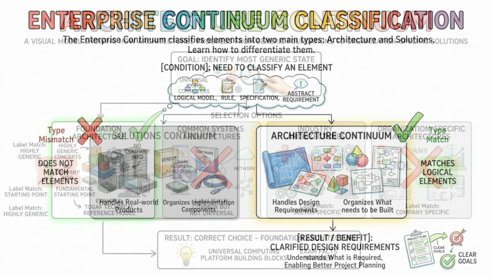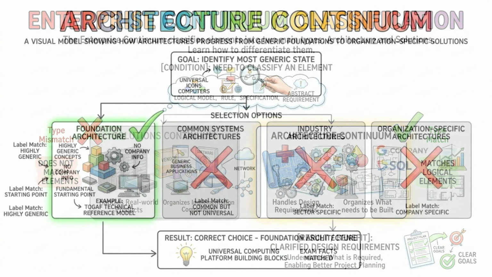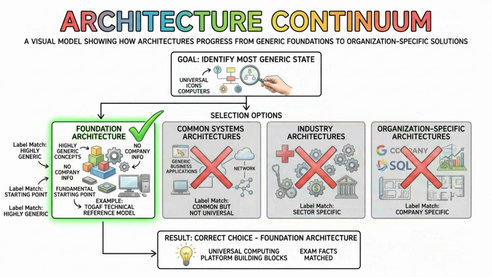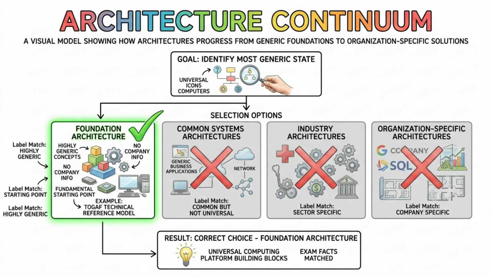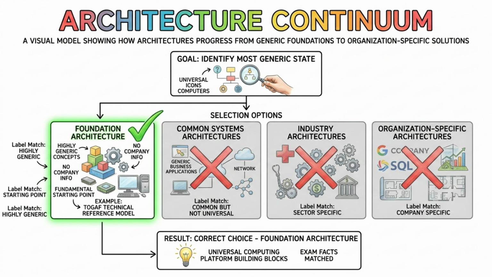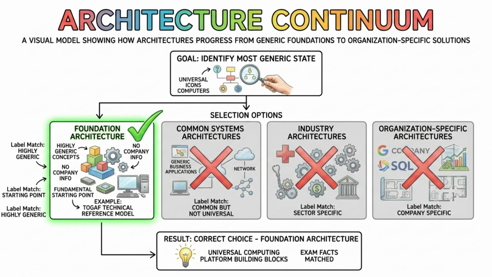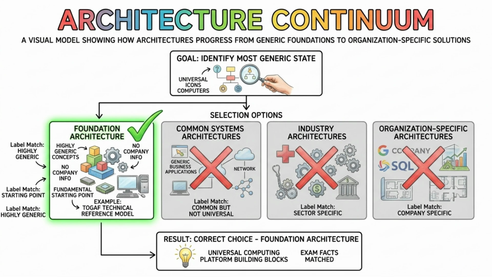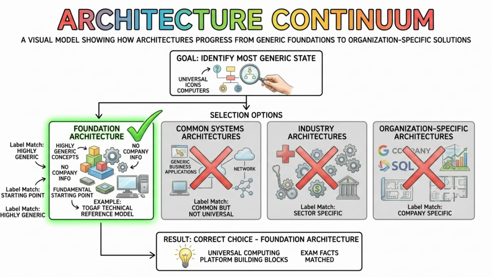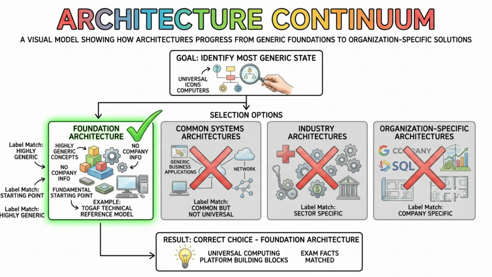The architecture continuum consists of 4 specific states of architecture, progressing from the most generic to the most specific. The first state is the foundation architecture, which includes highly generic, fundamental concepts that apply to any IT system in the world, regardless of the industry. The TOGAF technical reference model is a perfect example of a foundation architecture because it provides universal building blocks for computing platforms. On the exam, foundation architectures are identified as the fundamental starting point that contains no company-specific information.